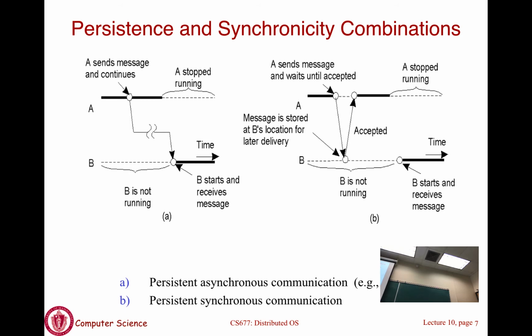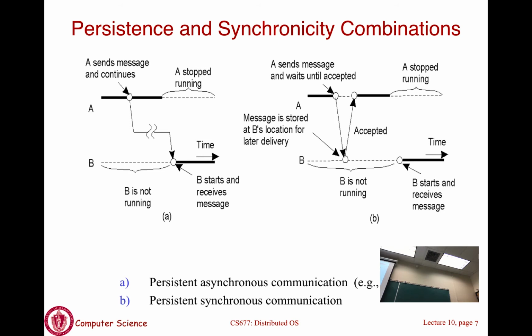The other one is persistent and synchronous communication. Here the only thing that has changed is you are going to have blocking calls. So you still get store and forward, but you have blocking. Here you will see that A sends a message and it blocks. The message reaches B, and then you get an acknowledgement, and then A can continue. So you block and wait for an acknowledgement to be received before you continue execution.